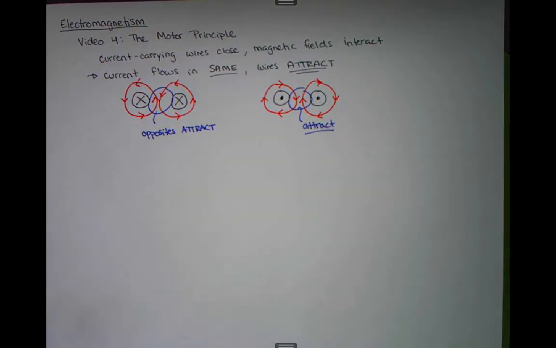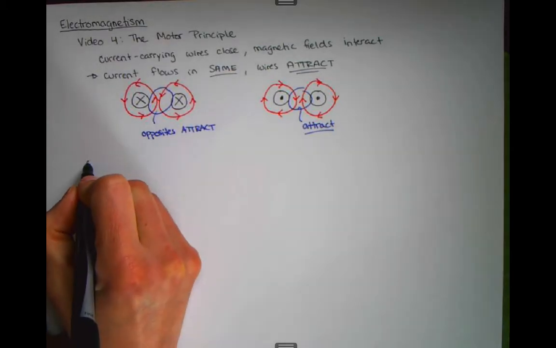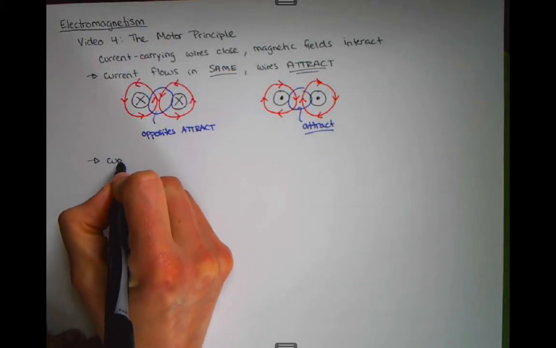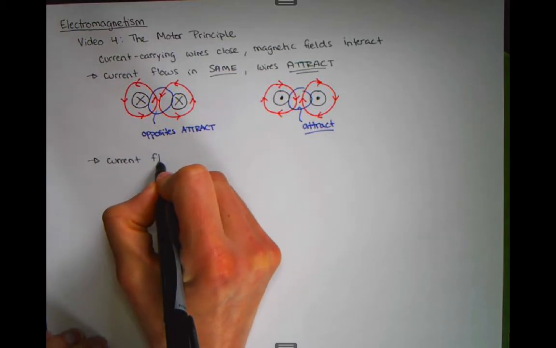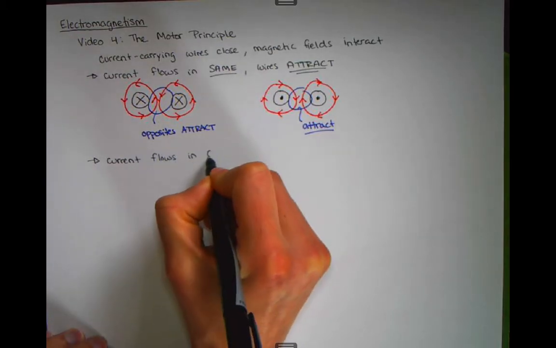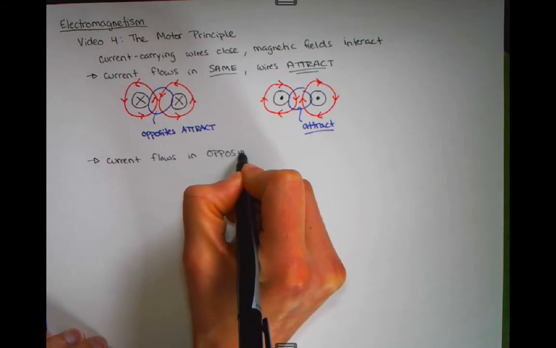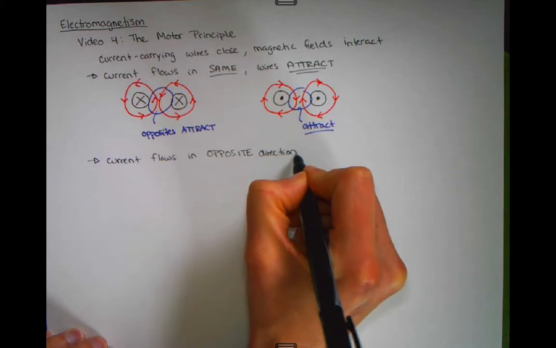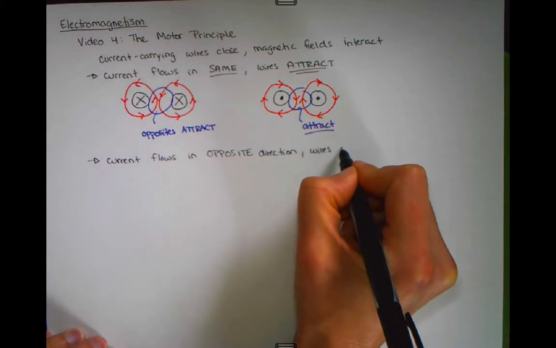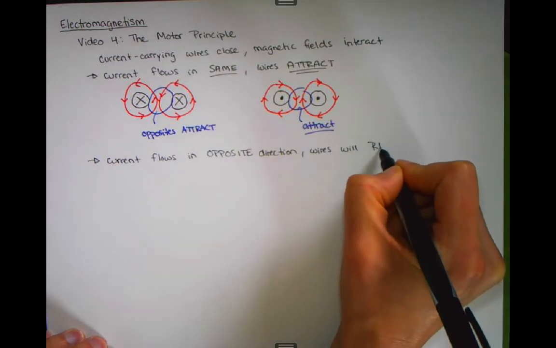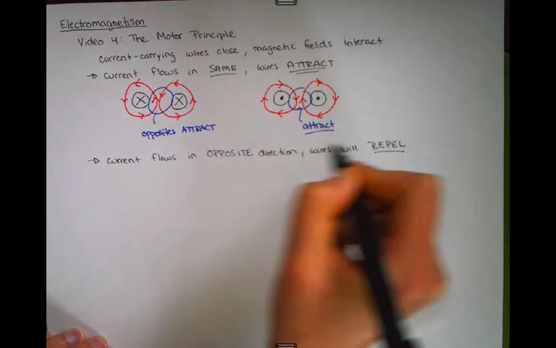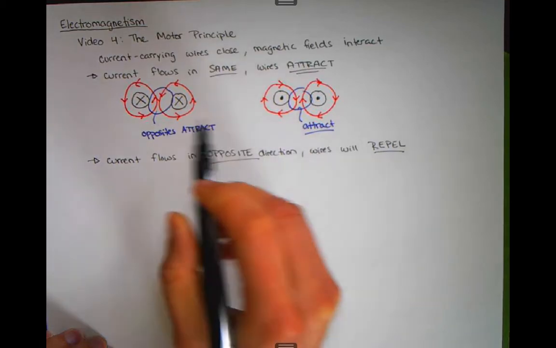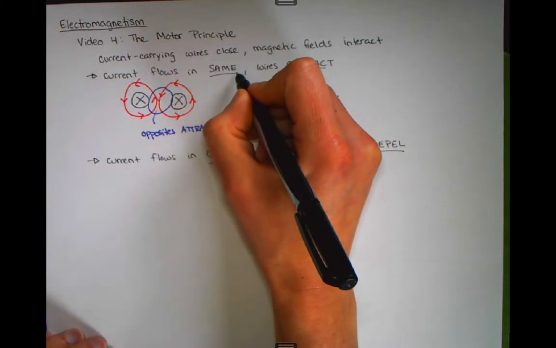Okay. When you have current that flows in opposite directions, something else will happen. So this was when current was in the same direction. If you have current flowing in opposite directions, then your wires will repel. So going back up here, this should say current flows in the same direction.